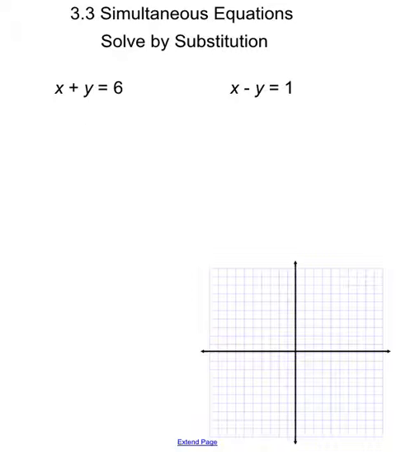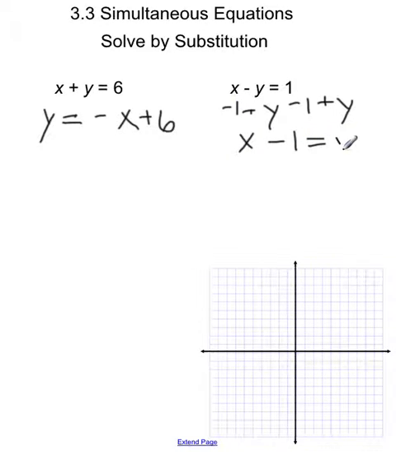So first I'm going to review for you graphing, and then I'm going to review for you elimination, and then I'm going to present the new method. So what you learned in 3.1 was, first let's just graph it. So I'm going to change this into y equals mx plus b. So this equation gives me y equals, I'm basically going to subtract x on both sides, negative x plus 6. This equation, I'm first going to add y to both sides, but then I'm also going to subtract 1 from both sides, so I get x minus 1 equals y.